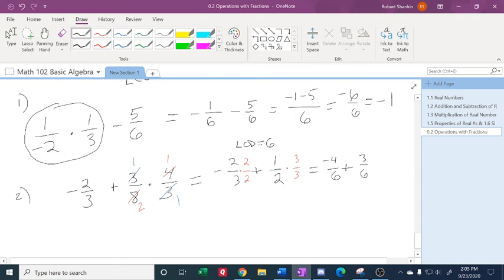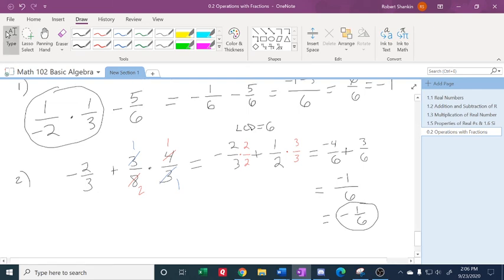Now the reason why I moved it up in the numerator is because now I write the denominator once and combine the two numerators. Negative 4 plus 3 is negative 1. I can write my answer like this, or I can write it with the negative sign at the fraction level. I tend to prefer it like this. Negative of 1/6. That's my total answer.